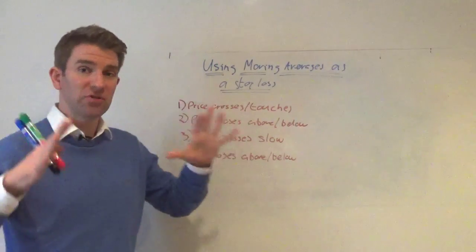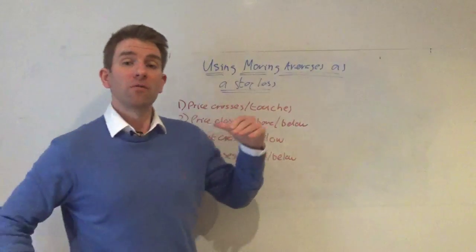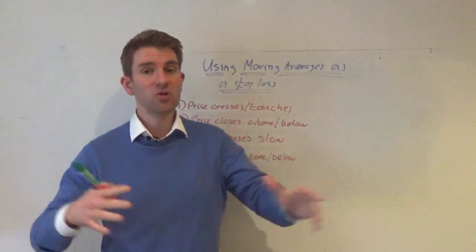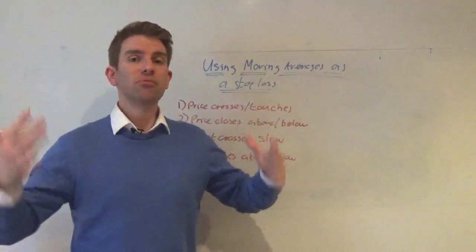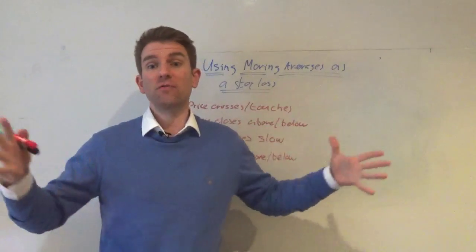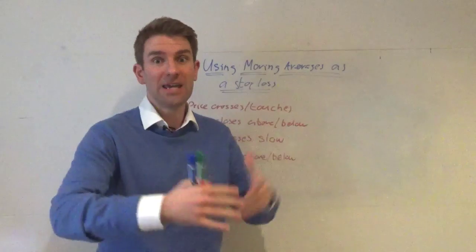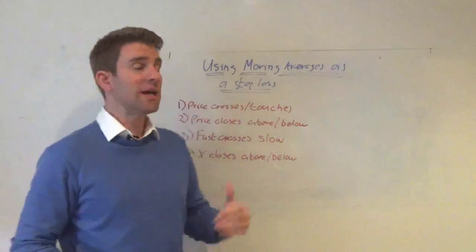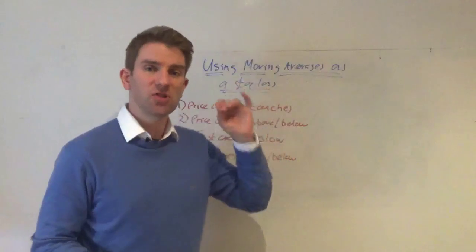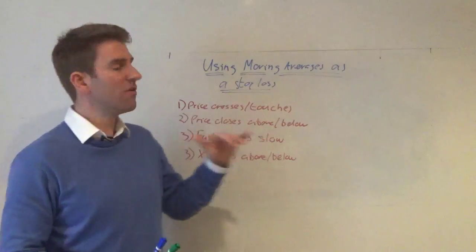Okay, so moving average is pretty useful for aligning yourself with the trend. We know we can use them as entry criteria, we can use them as exit criteria. Pretty handy way of looking at a price chart and getting an average over a certain period of time without having to look at all the noise that goes on in between that. However, can we use moving averages as a stop loss? Yes, we can. Here are some ways.